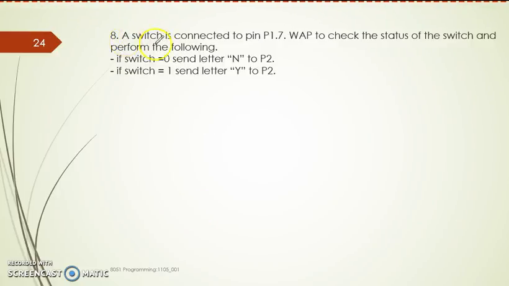One more example. A switch is connected to pin P1.7. Write a program to check the status of the switch and perform the following. If switch equals 0, then send the letter N to P2. If switch is equal to 1, send the letter Y to P2.